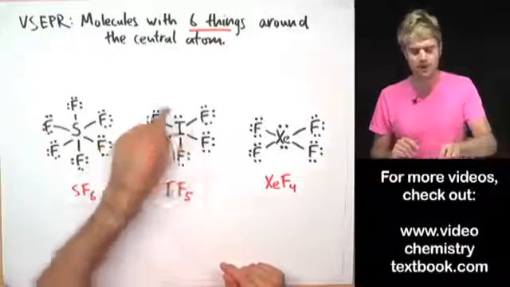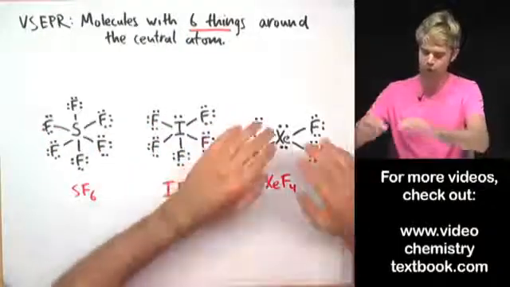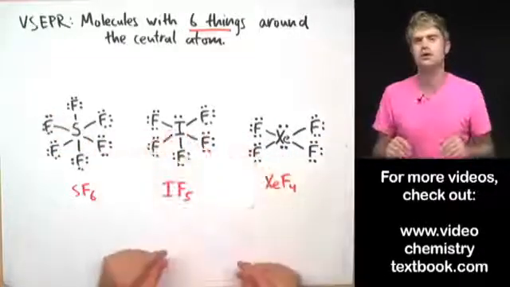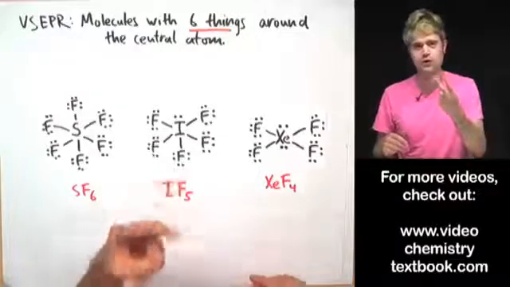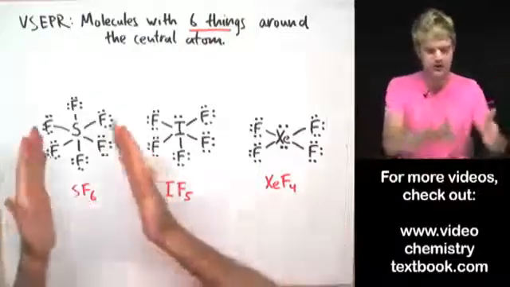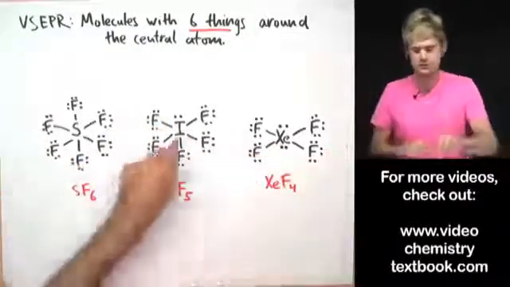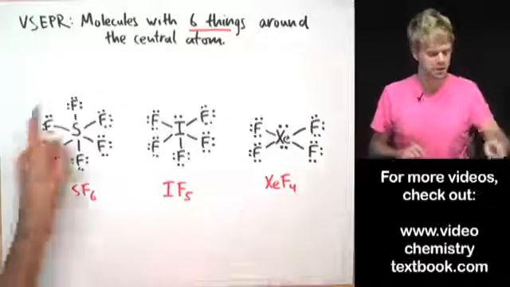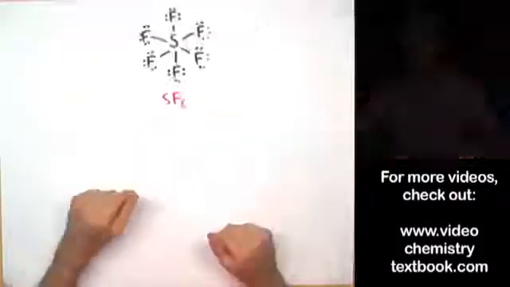We can have 5 bonds and 1 lone electron pair, or we can have 4 bonds and 2 lone electron pairs. For whatever reason, in these type of molecules, we don't tend to see more than 2 lone electron pairs. So there are really only 3 types of molecules that we'll have to learn the three-dimensional shapes for. Okay, let's get started. We'll start with SF6.